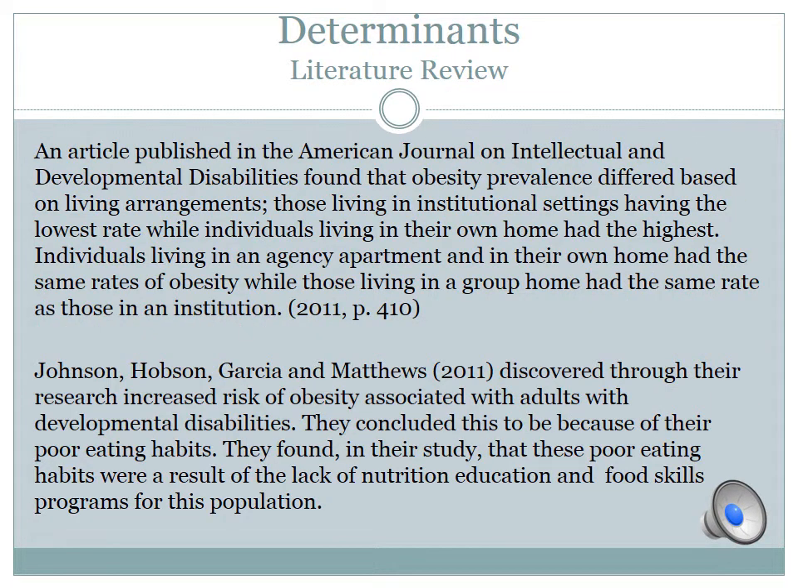An article published in the American Journal on Intellectual and Developmental Disabilities found that obesity prevalence differed based on living arrangements. Those living in institutional settings had the lowest rate, while individuals living in their own home had the highest. Individuals living in an agency apartment and in their own home had the same rates of obesity, while those living in a group home had the same rate as those in an institution.